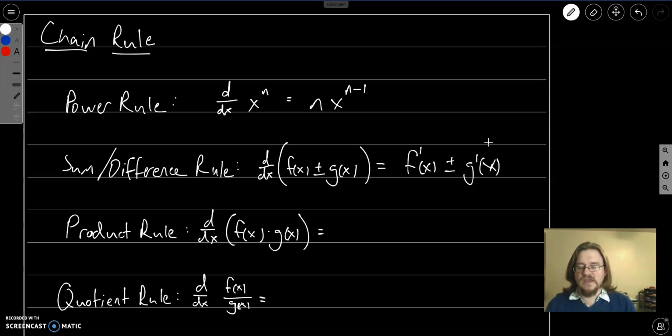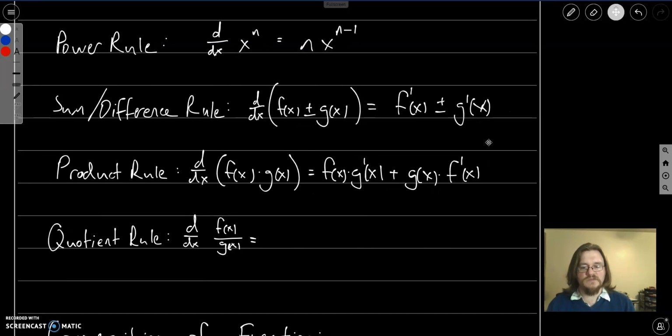So the product rule: if we take the derivative of two functions that are being multiplied together, we've got to be a little bit careful. The way that the product rule works is we'll take one function times the derivative of the other, and we'll add the other function times the derivative of the first. So we'll end up taking the derivative of f and g individually and multiplying them by f and g respectively. So the product rule isn't too bad.